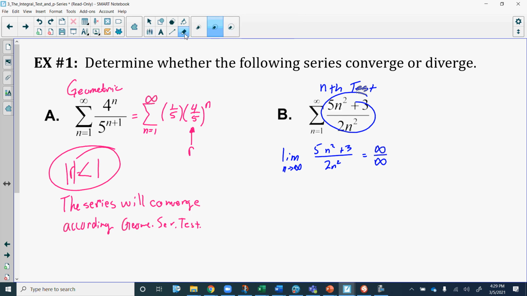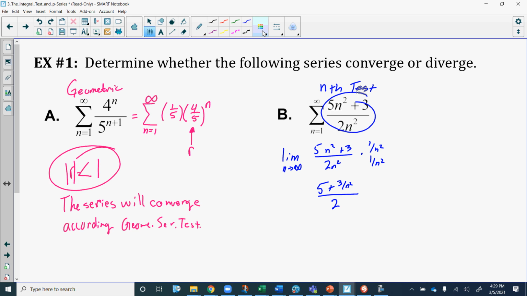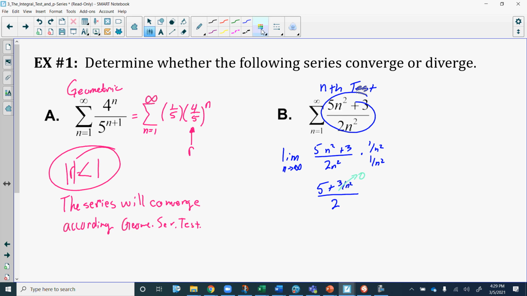Or we can, in this case, this is what I'm going to do, just multiply by the reciprocal of n squared to the top and bottom. So here I'm going to multiply by 1 over n squared to the top and bottom, and that will give me 5 plus 3 over n squared over 2, and that'll take care of the indeterminate form as well. And what we're going to see now is as n goes towards infinity, that's going to approach 0, and we wind up with our limit left as 5 over 2.